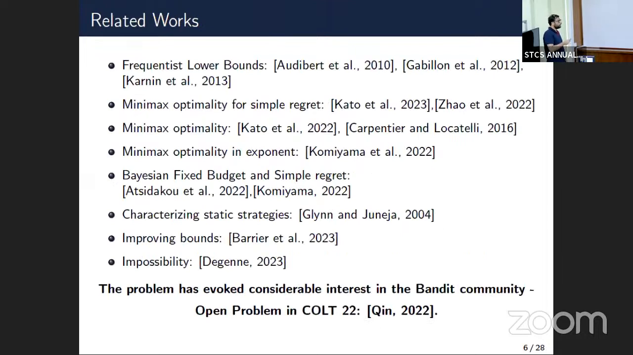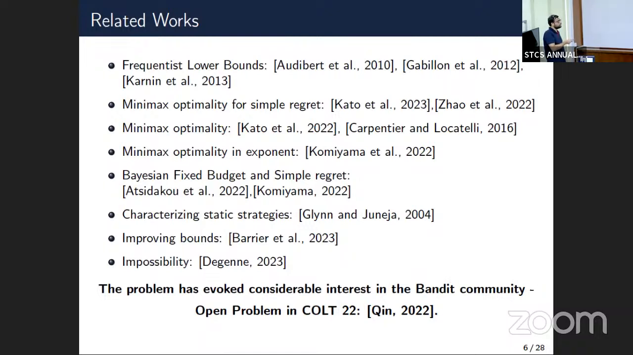So there has been a long line of work. Starting with some frequentist lower bounds given by Audibert, they first proposed the successive rejects algorithm. Gabillon had an algorithm where they were trying to estimate the gaps between the arms, and come up with algorithms which work for both the fixed confidence and fixed budget settings. Karnin showed that successive halving was also good enough to achieve the same exponent as the first work of Audibert and Bubeck. There has been a lot of work on minimax optimality recently. Some Japanese researchers have been working on this. There has also been work by Komiyama and Honda on minimax optimality in the exponent sense.